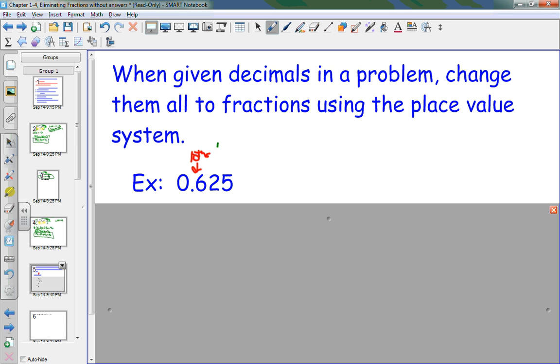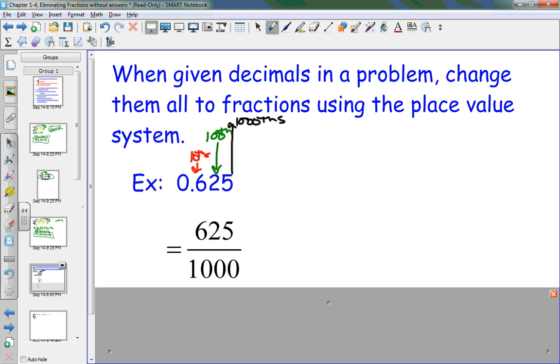What is the 2 in? The hundredths. And what is the lovely little 5 in? Thousandths. Do we all understand that? So if I wanted to write this as a fraction, what would the fraction be? Over 1,000. Why is it over 1,000? Because the 5 is in the thousandths place. So therefore, to make it a fraction, it's 625 over 1,000.